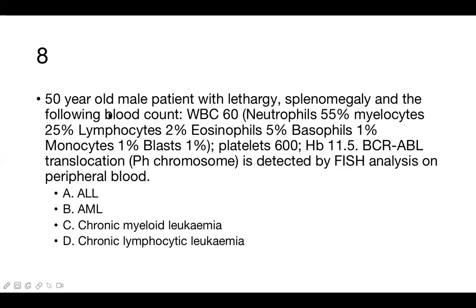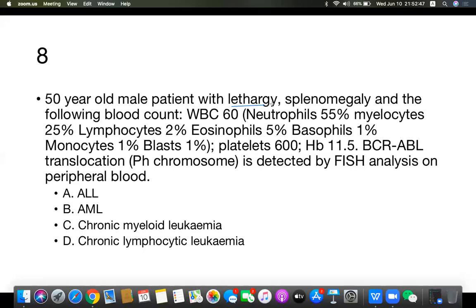Absolutely. So this is a 50-year-old male with lethargy and splenomegaly. This splenomegaly is usually a huge one, and there is the following blood count. The WBC is 60,000 here, very high. If they just give this number, you understand that this is 60,000. Neutrophils 55%, myelocytes 25%, lymphocytes just 2%, eosinophils 5%, basophils 1%, monocytes 1%, and blasts 1%. Okay, so most of the cells belong to the myeloid series.